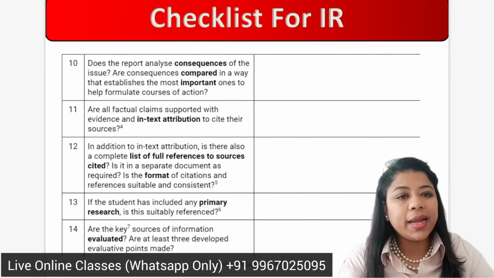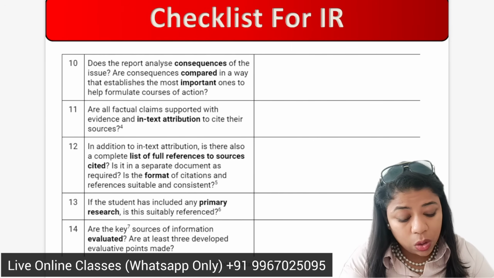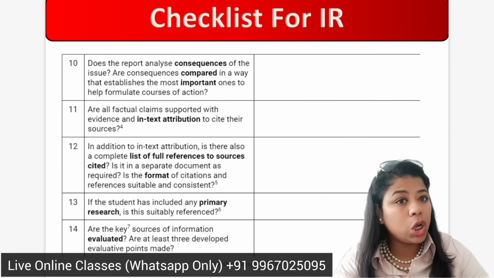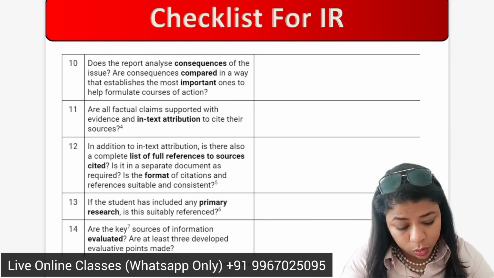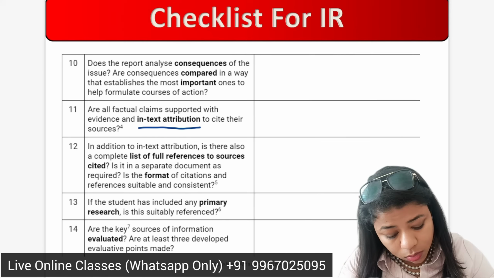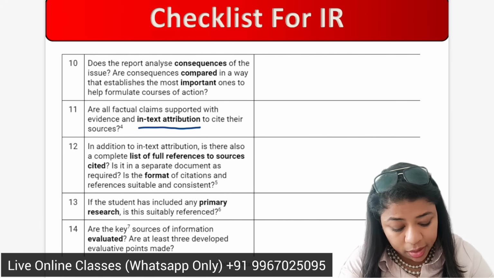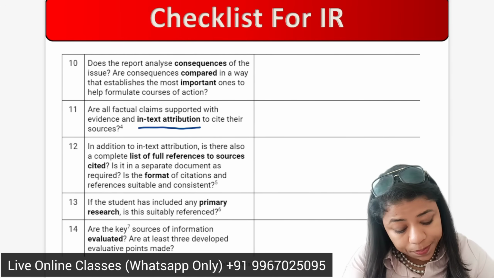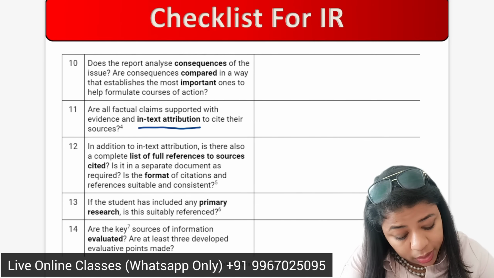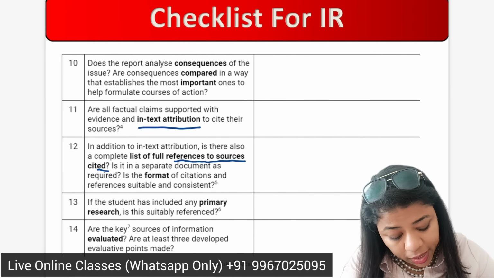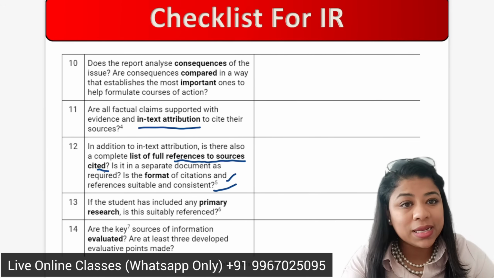Now the next one, that is, does the report analyze consequences of the issue? Consequences, cause, consequences, and solution also. All the factuals supported with evidence and in-text attribution to cite their sources. In addition to in-text attribution, there is also a complete list of full references to source cited. Is it a separate document as required? Is the format of citation and references suitable and consistent?